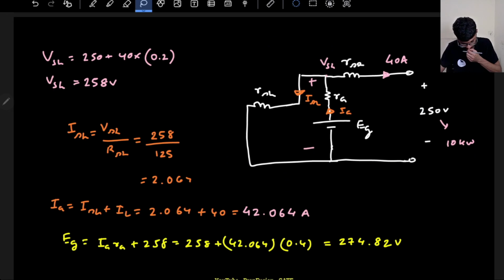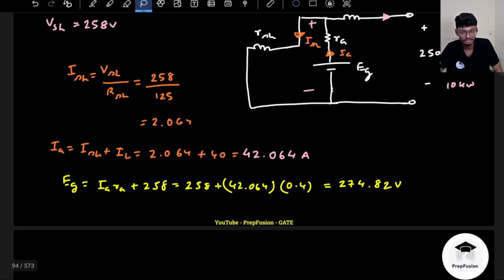So this will be the value basically. Am I correct here? Yeah, it is 258. So let me just do one thing. 10,000 divided by 250. Yeah, 42 into 0.4, 16 something. Yeah, so this is correct.